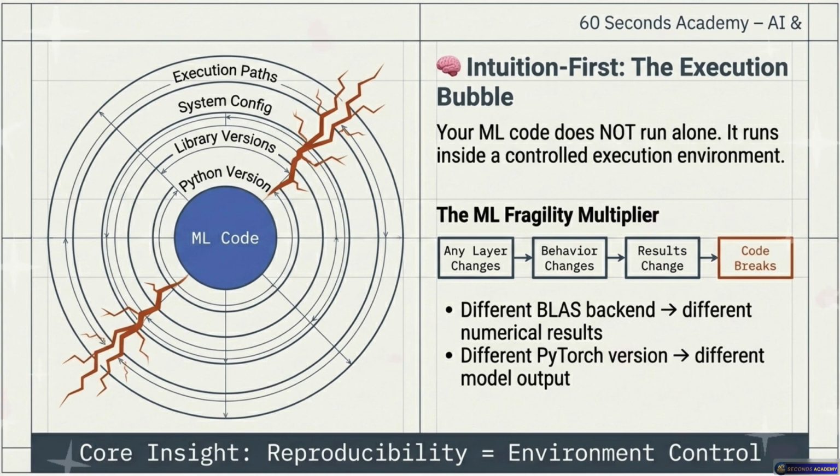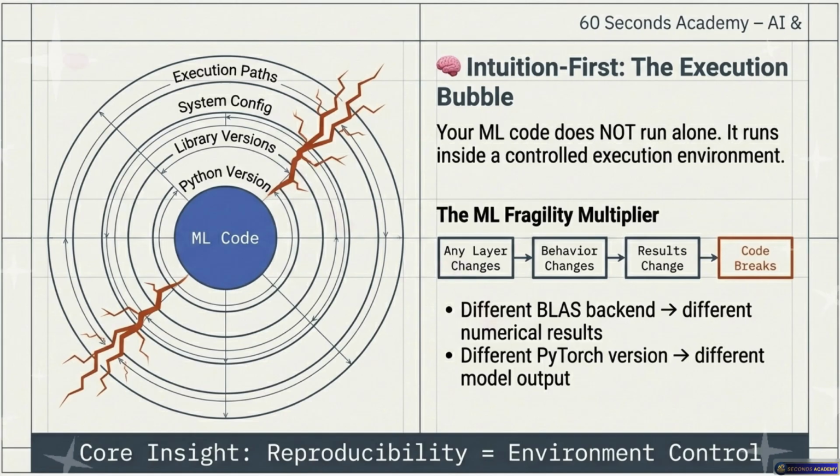Because if I'm writing a standard app, an error usually means a crash. Are you saying in machine learning the environment can change the actual math without even telling me? That happens way more often than you might think. Yep. Take something like a BLAS backend. What's that? BLAS stands for Basic Linear Algebra Subprograms. It's the underlying software layer that handles the incredibly heavy matrix multiplication required for neural networks. Okay, the heavy lifting. Right.